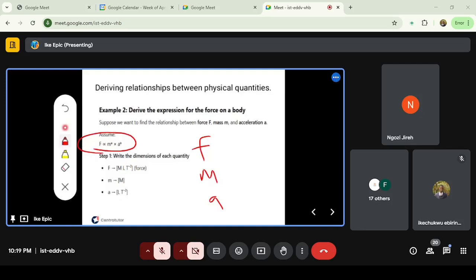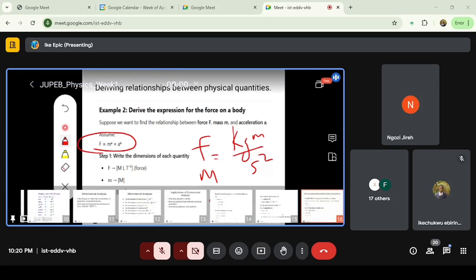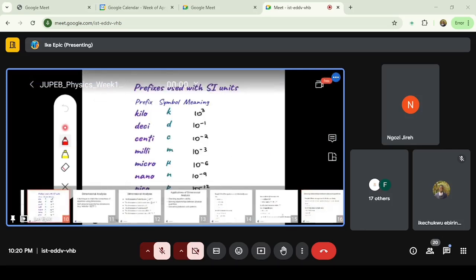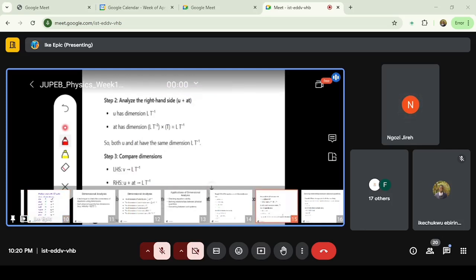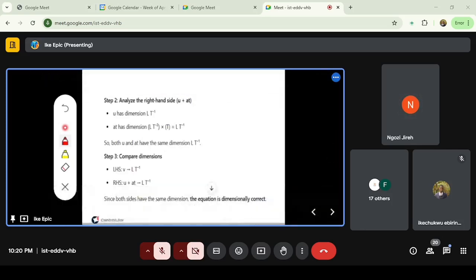So force, the unit for force is kilogram meter over second squared. Kilogram meters over second squared. So from the unit of force, we can get the dimension of force.